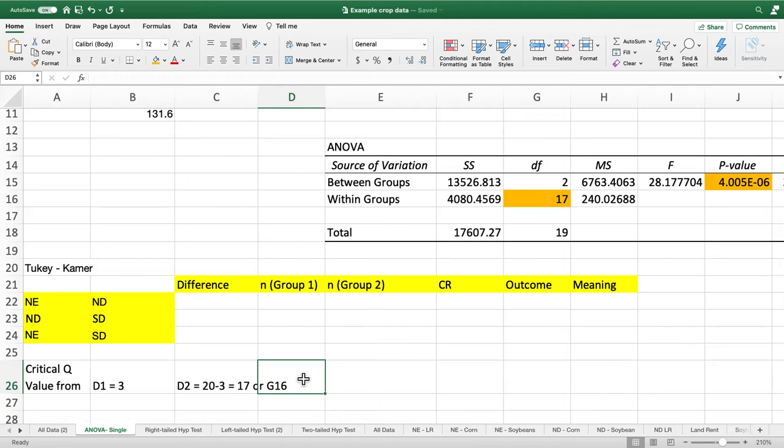So if you flip in your books to page 852, and if you go with your top variable, that D1 as 3, and the bottom variable as 17, we get 3.63.